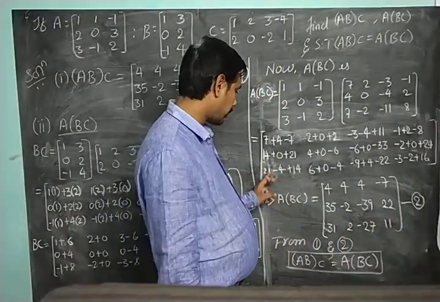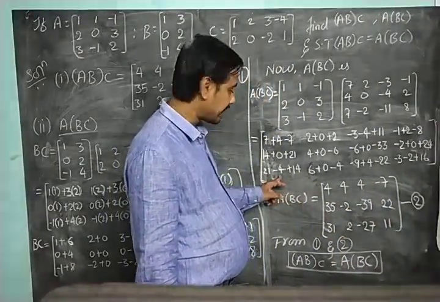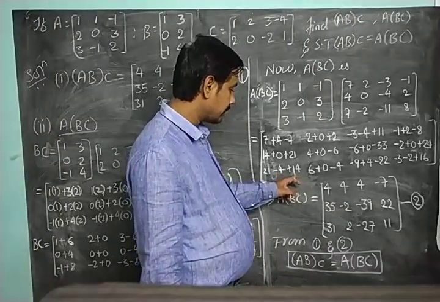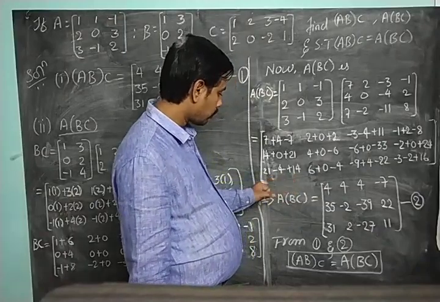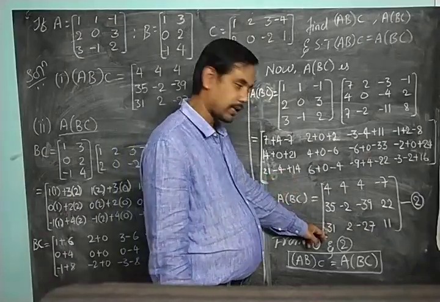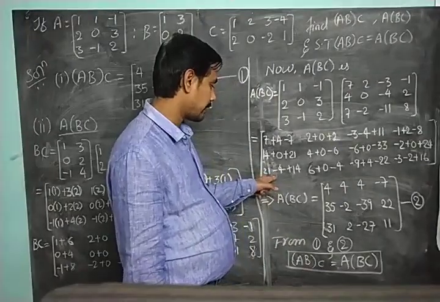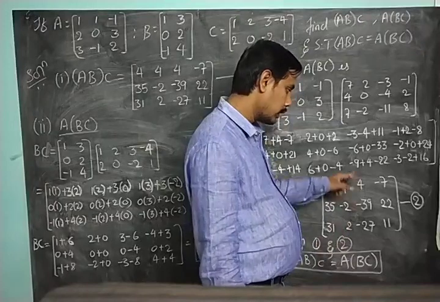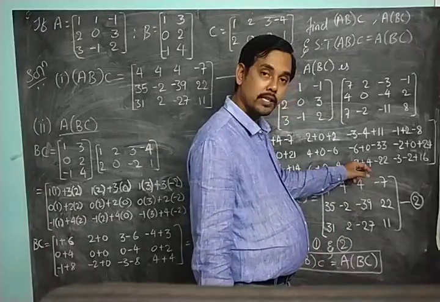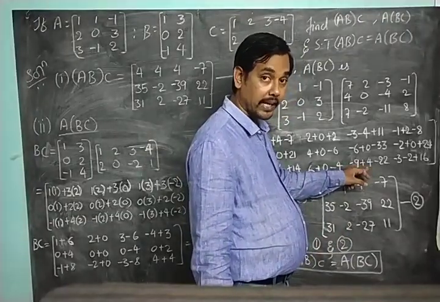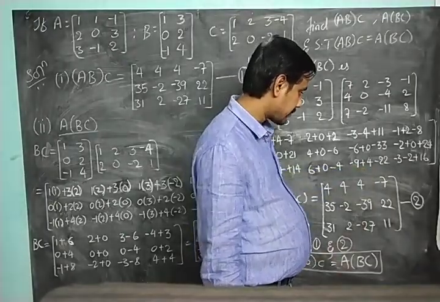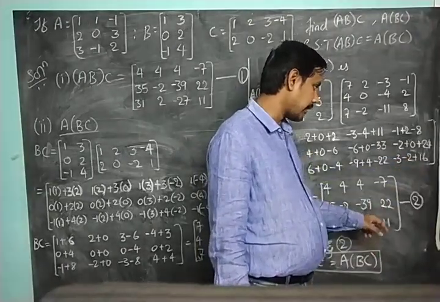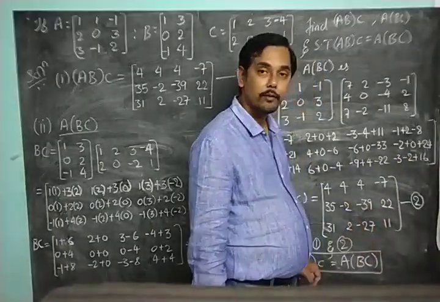Now coming to third row, 21 minus 4 is 17. 17 plus 14, so what are you going to get? 17 plus 14 is 31. Right? 21 minus 4 is 17, 17 plus 14 is 31. 6 minus 4, 2. Minus 9 plus 4 is minus 5. Minus 5 minus 22 is minus 27. Then minus 3 minus 2 is minus 5. Minus 5 plus 16 is plus 11.